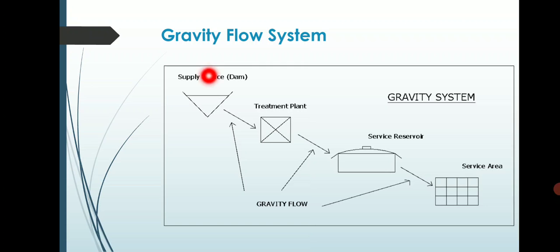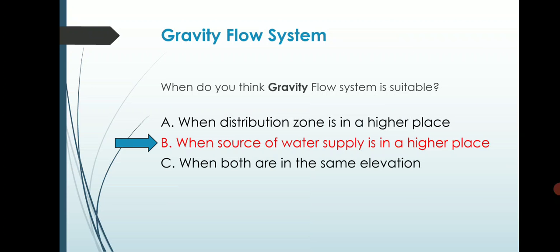Here is the supply source, that means from where the water is collected, and this is the service area, that means the consumer's area, where we live, where we get the water. Supply source is in the higher elevation and the service area is in the lower elevation, lower place. As I have already told, I have emphasis on the word gravity, that means the water will be delivered through gravity. That means the correct answer is B, when the source of water supply is in a higher place.